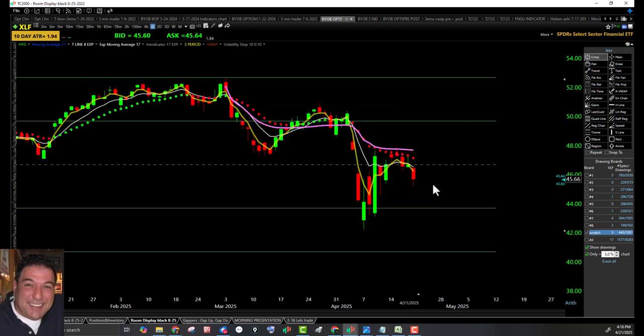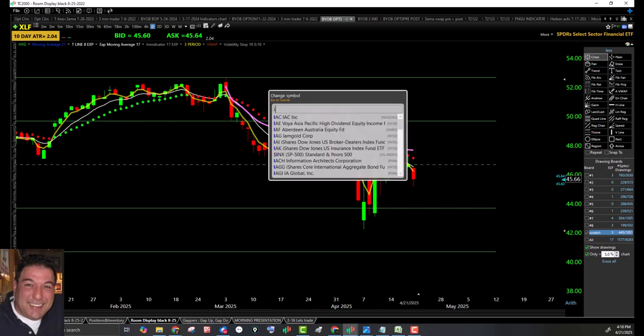Here's the financials, lower high, lower low, closing under a trap, under the 17, under the all-time high anchored VWAP, that's the pink line. Under the midpoint is neutral. All right, you go up, give it up, then neutral. You go down, you give it up, you're neutral. Okay, XLF. IYT.